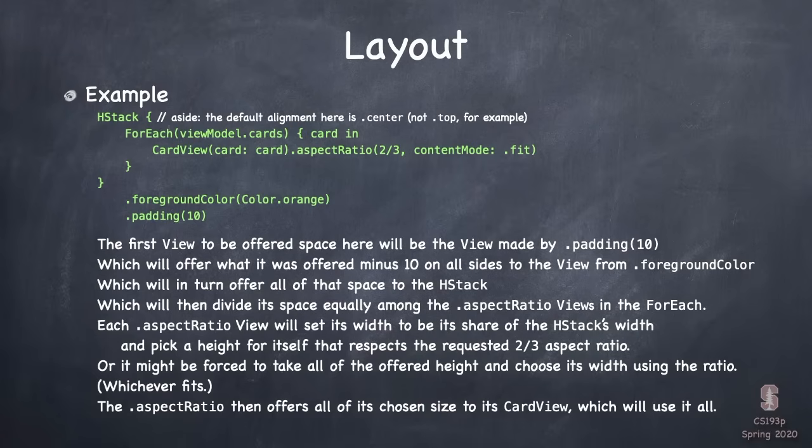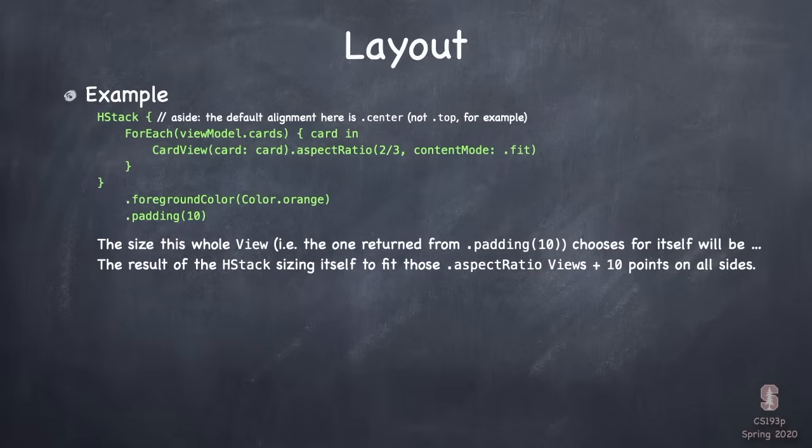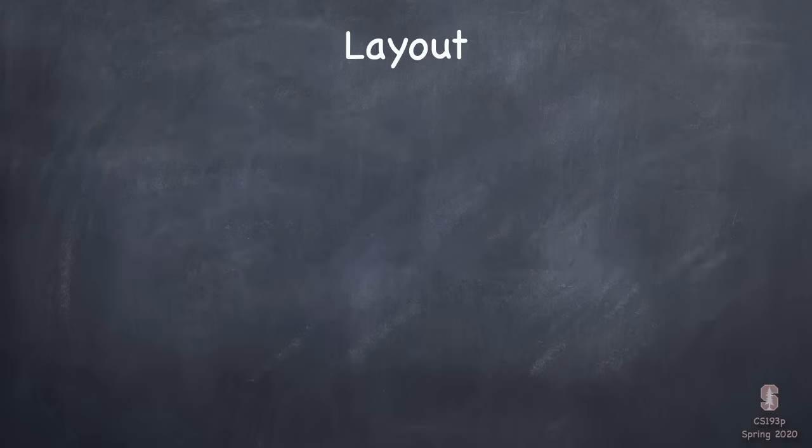It's going to offer that to the card view, and the card view is going to use all of the space because it's like a normal view. Whatever space you offer it, pretty much it's going to use. After all this offering and sizing happens, what's going to be the size of this whole green view? Well, it's going to be the size of whatever view.padding(10) returns, which is the result of the HStack sizing itself to fit all those aspect ratio views, plus 10 points on all sides. That's going to be the size of this whole green thing.